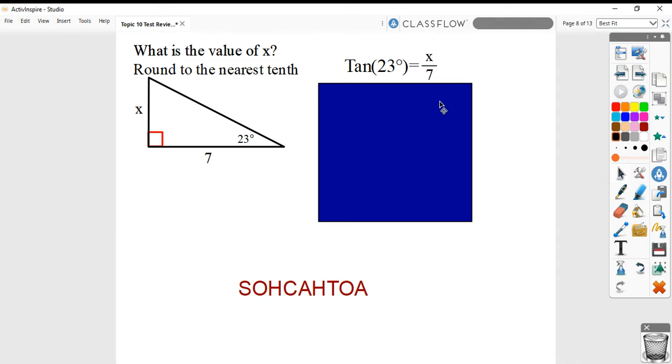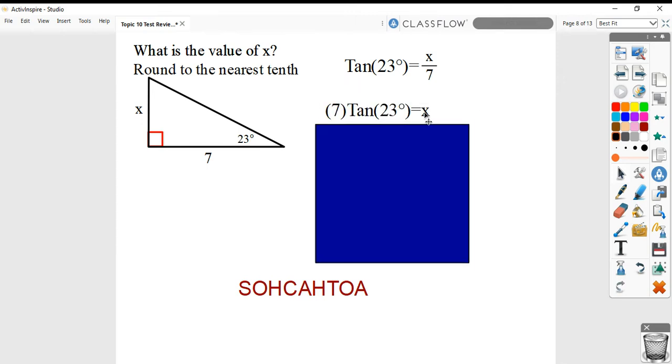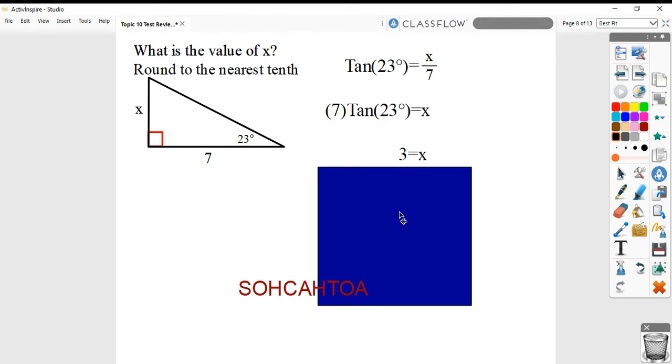Again, this is just like the last problem. We need to get x by itself. We multiply times the denominator, and there we have x by itself. So this is something you can type in the calculator exactly as it is. 7 times tangent 23. In degrees mode, you will get a good answer from that. If you don't have one of those good calculators, you can just type in 7 times 0.4245. And either way, you're going to get this good answer. When you round to the nearest tenth, it ends up being just about 3. 3.0 is when you round to the nearest tenth right there.